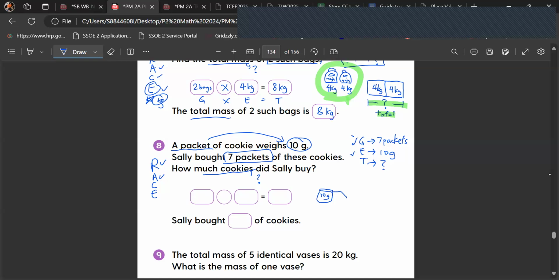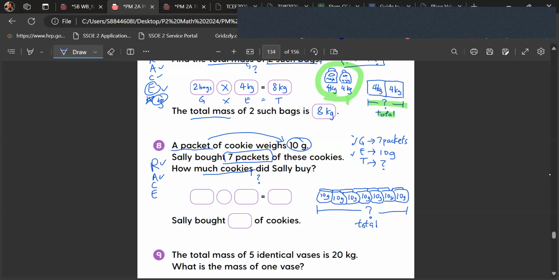So I draw 7 packets. 1 packet, 2 packets, 3 packets, 4 packets, 5 packets, 6 packets, 7 packets. 1 packet for 10 grams, 2 packets for another 10 grams, 3 packets for another 10 grams, and so on up to 7 packets for another 10 grams. So altogether, how many grams? Is it difficult? No.